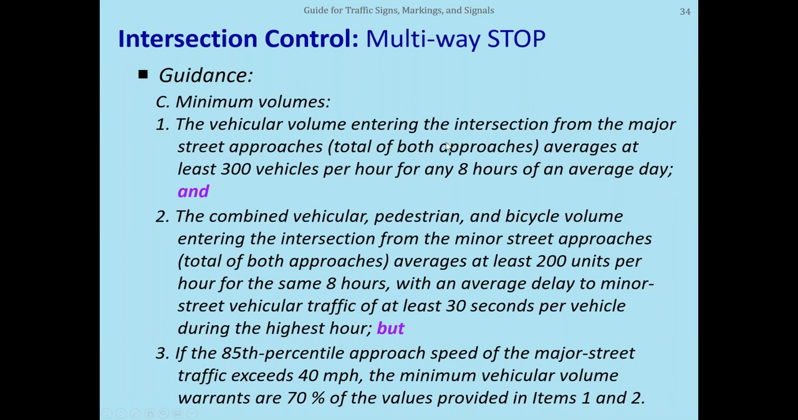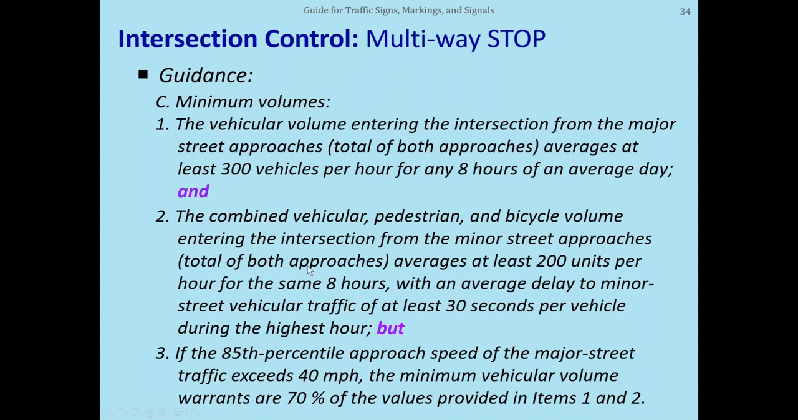The vehicular volume from the major road, sum of both directions of travel, averages at least 300 per hour for any 8 hours. These are non-overlapping 8 hours, eight separate hours, but it doesn't have to be eight continuous hours, just any eight separate hour periods of the day. And during those same 8 hour periods, the total vehicular, pedestrian, and bicycle volume from the sum of both approaches.